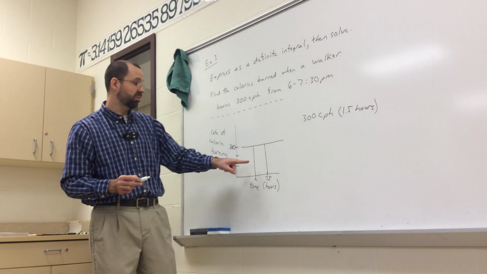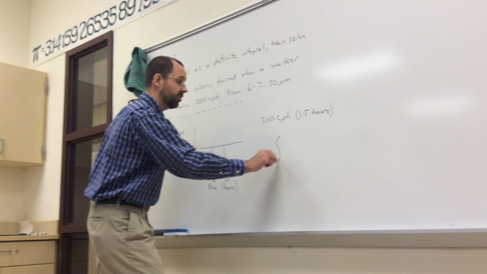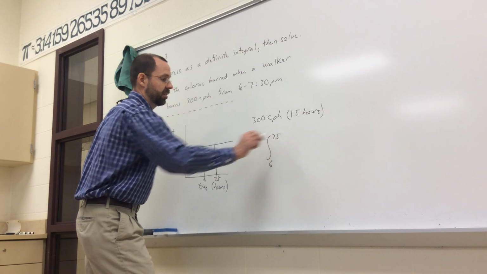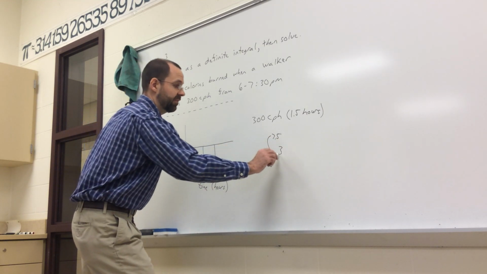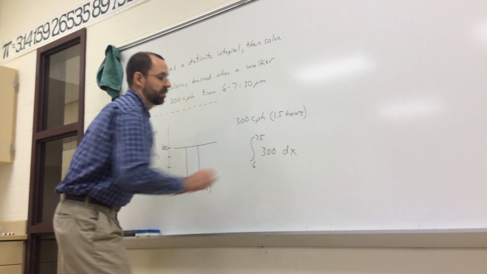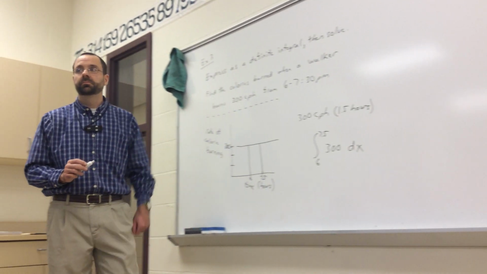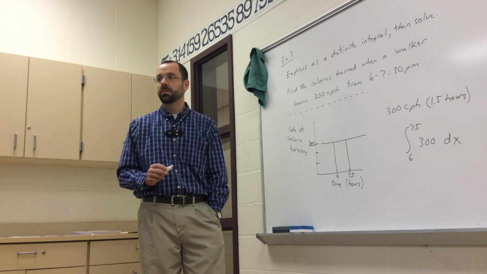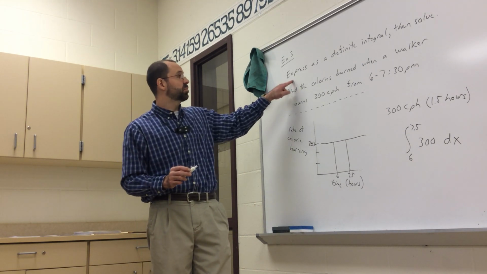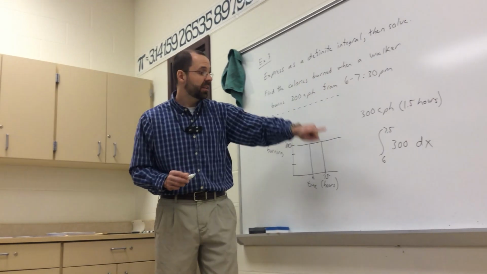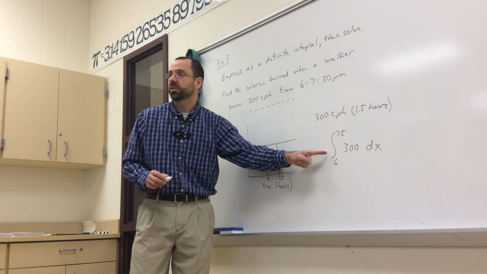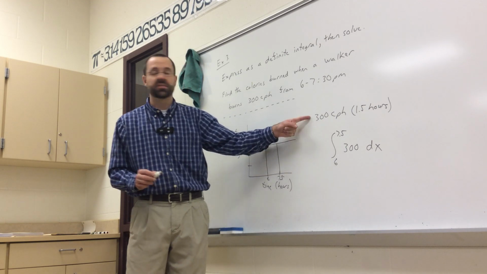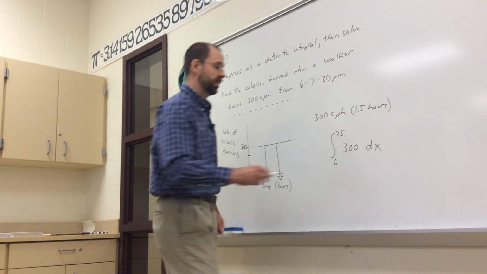So that means that this problem can be expressed as the area from 6 to 7:30 underneath the graph of 300. So when the problem says express as a definite integral, that's what they're looking for. They're looking for you to write it as an integral. And then, of course, the answer is 450 calories, right?